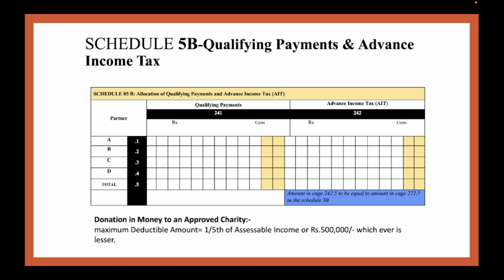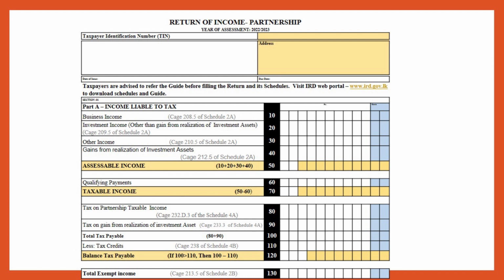But be careful in the case where you have made a donation in money to an approved charity. In that case, the maximum deductible amount is limited to 1/5 of the assessable income or ₹500,000, whichever is lesser. Now you have to deduct the figure in cage 60 of section 1 from the figure in cage 50 of section 1 to ascertain the taxable income of the partnership. Enter the taxable income in the cage 70 of section 1.